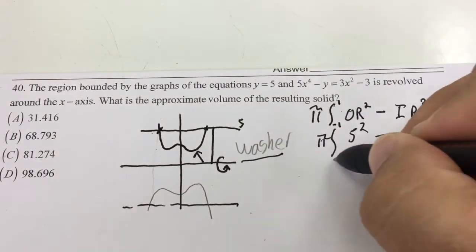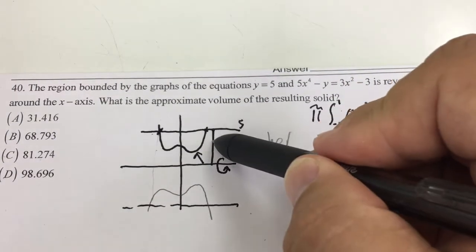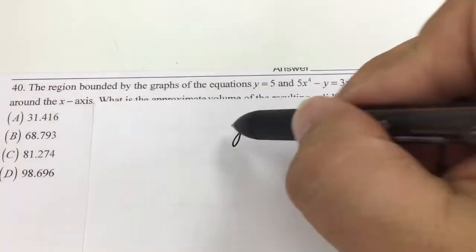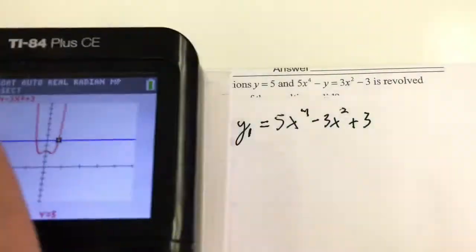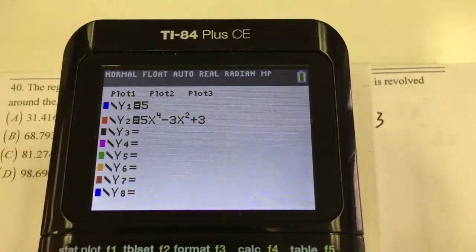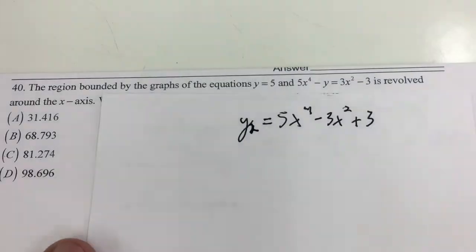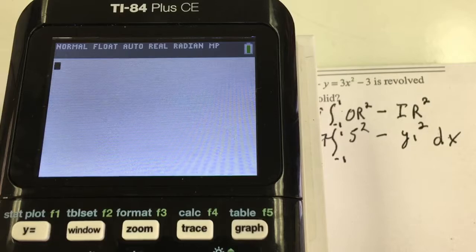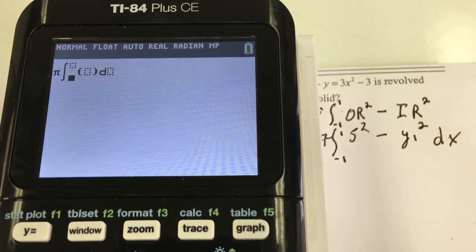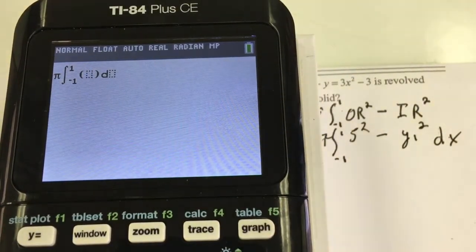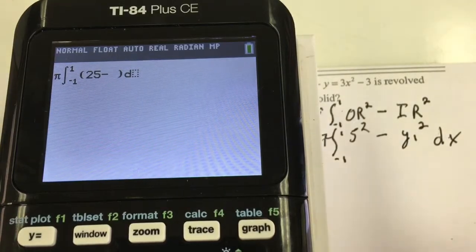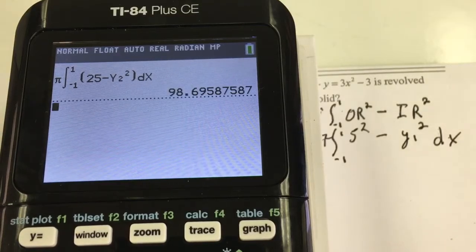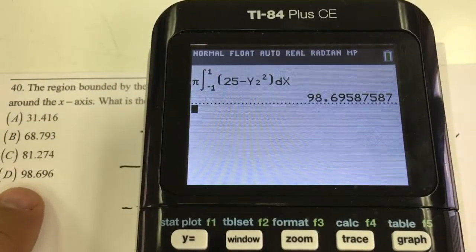From negative 1 to 1 of the outer radius squared, which is 5, minus the inner radius squared, which in this case is my y1 on the graph. Oh, incorrect. It's actually my y2. See it? It's my y sub 2. So I'm just going to enter it into the calculator. Don't forget to enter the pi, because it's pi r squared, math 9, from negative 1 to 1 of 25. I could have actually done y1 squared minus y2 squared with respect to x, and 98.695, and there it is, it's choice D.